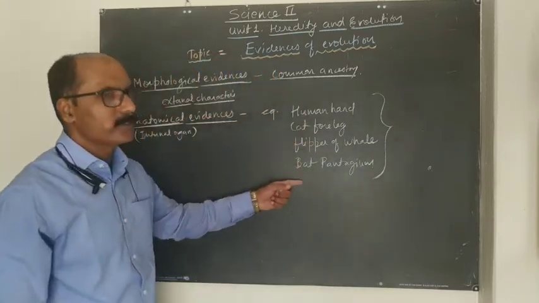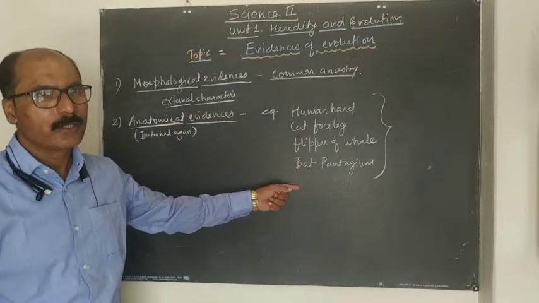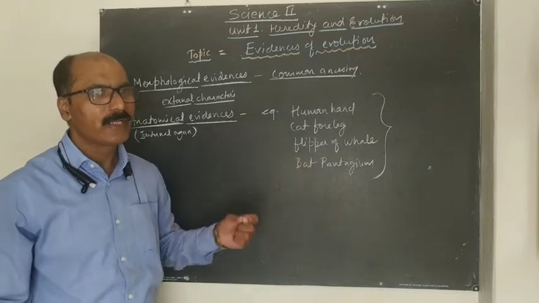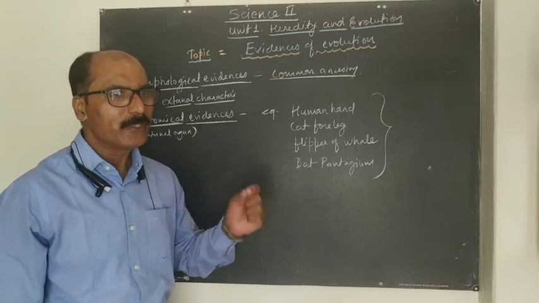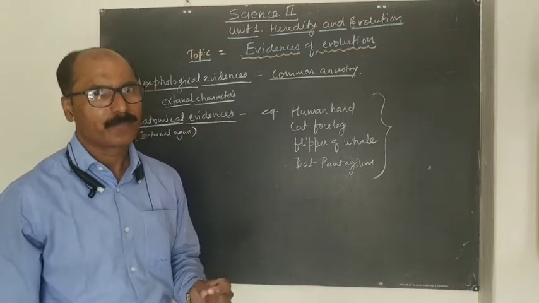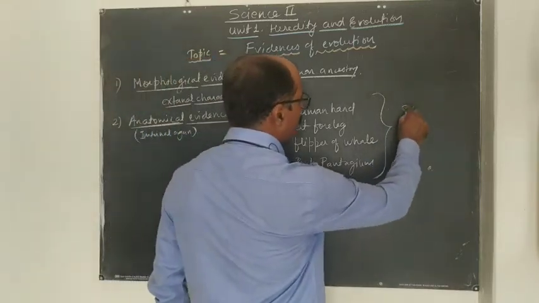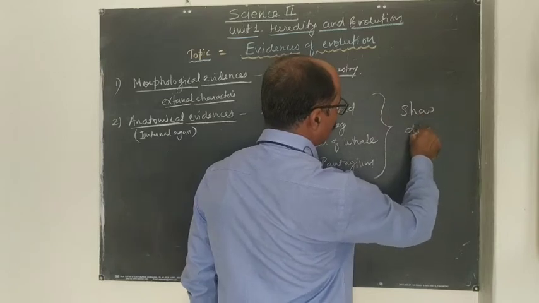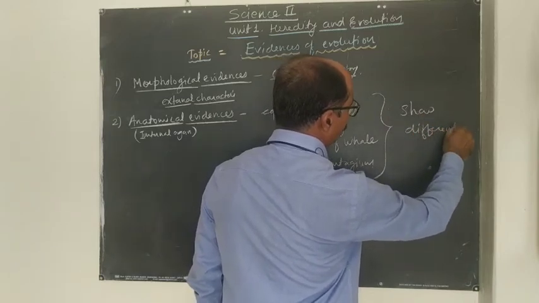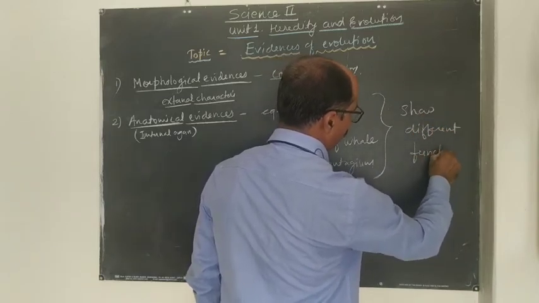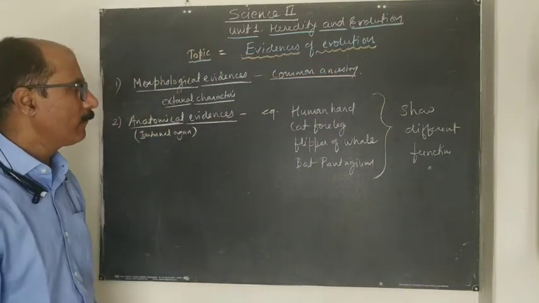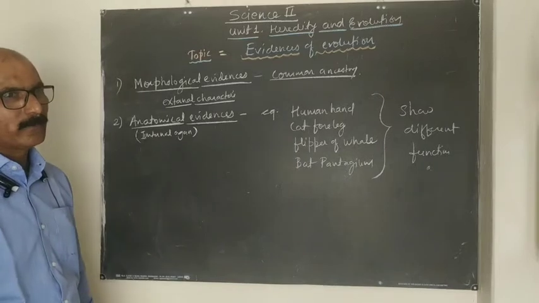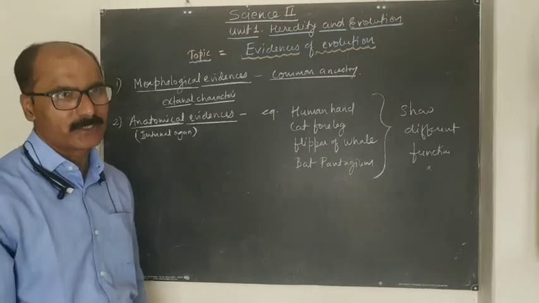But these structures of bone look similar, because when we keenly observe the structure of bone, you see that the arrangement of bone is nearly the same, but they show different functions. These evidences advocate the point that all the animals might have evolved from a common type of ancestor.